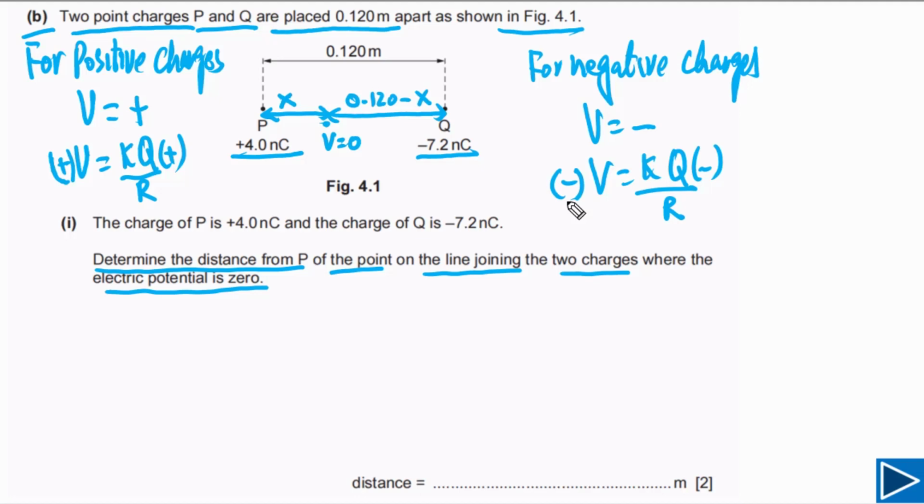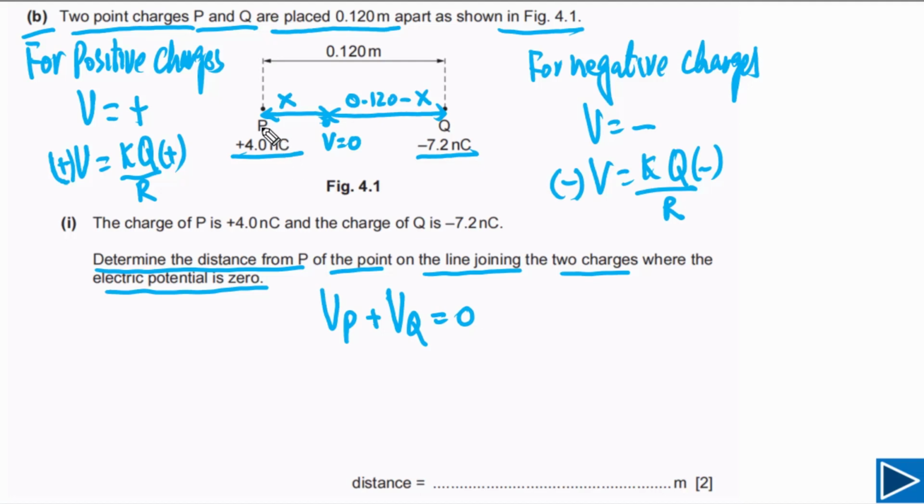Very important point. Now let's try to answer this question. It is given to us that we need to find the point where potential is zero due to these two charges. So first we write down the potential of P. So we will say the potential of P plus, potential is a scalar quantity, so Vp plus Vq has to be equal to 0.